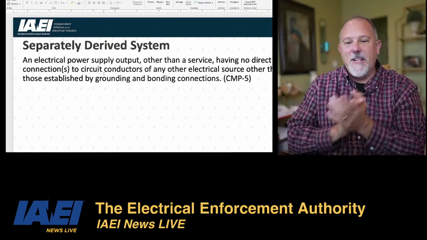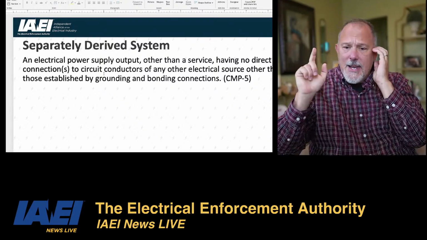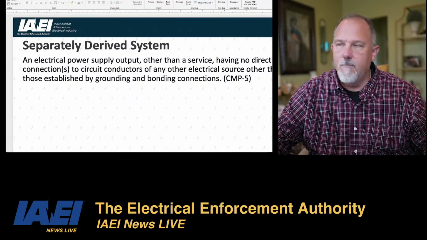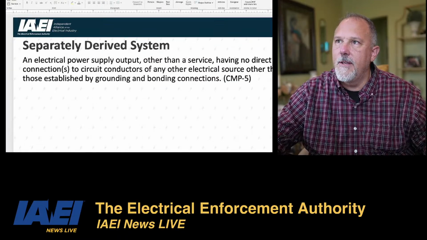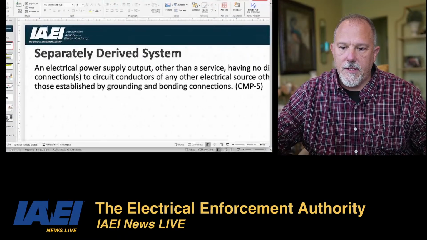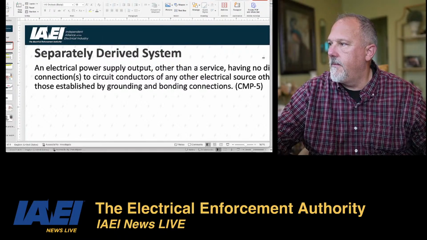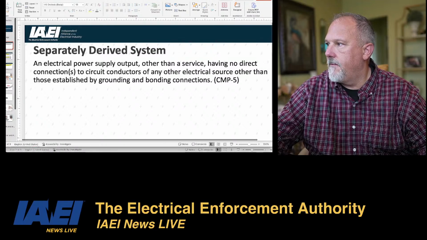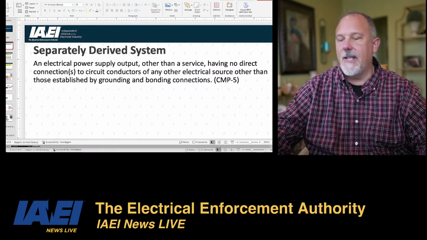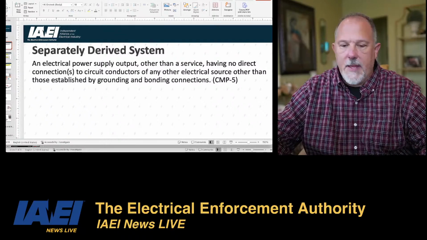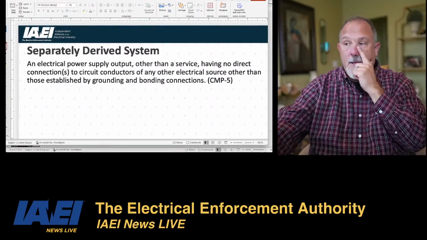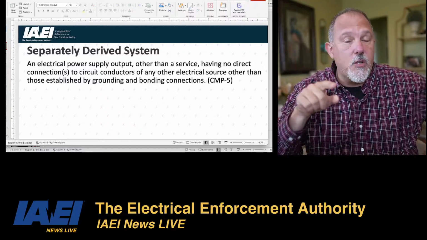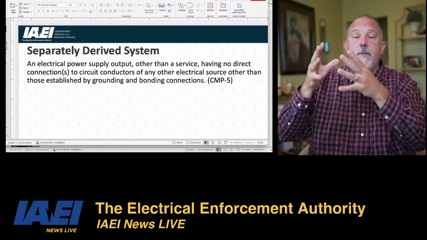All right, so separately derived system: an electrical power supply output. Let me make this a little smaller. There we go. Now we can see it. So, an electrical power supply output other than a service. So we know it's not a service.